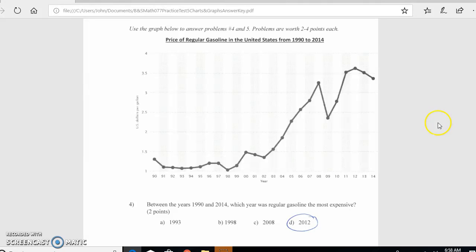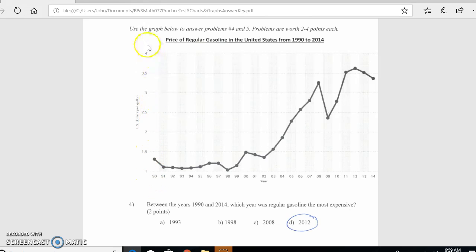This is the practice test for charts and graphs, and here we are looking at problems number 4 and 5. These questions are going to be based on this chart here, and it is a chart of the price of regular gasoline in the United States from 1990 to 2014. We take a minute to look at the chart.